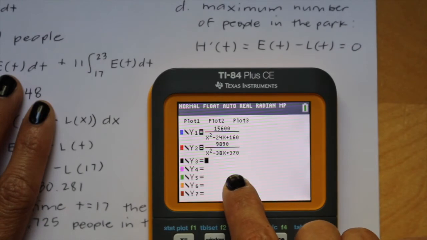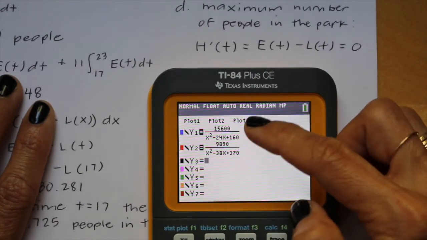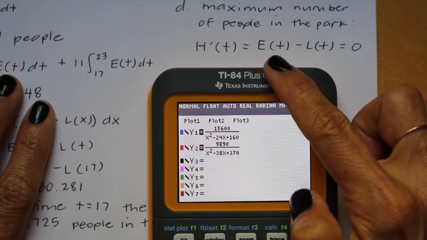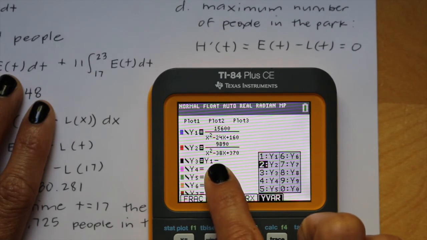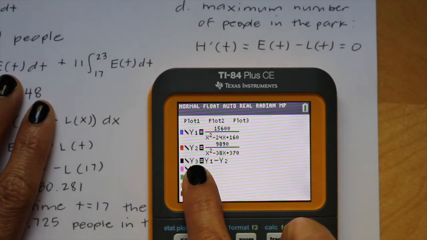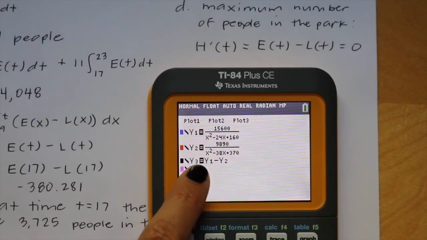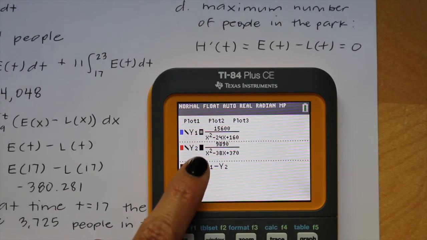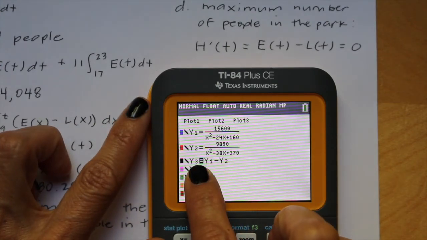Okay, so I pressed y equals. E of t is our y1, L of t is our y2. So I'm going to call up these two functions where e of t comes first and then we're subtracting L of t. So I have y1 minus, and then I select y2. So we're going to work just with this y3. Right now y1, y2, and y3 all have their equal signs highlighted. I'm going to unhighlight y2 and y1, and by doing that, we're just going to see the graph of y3.